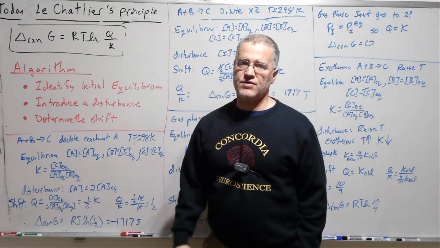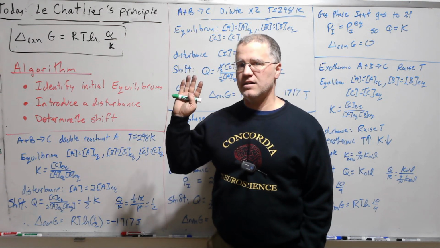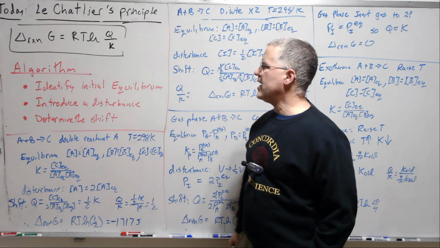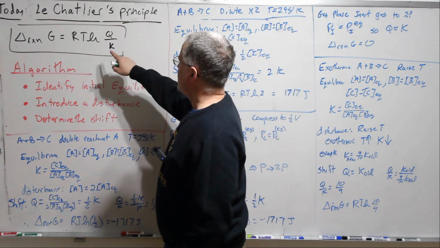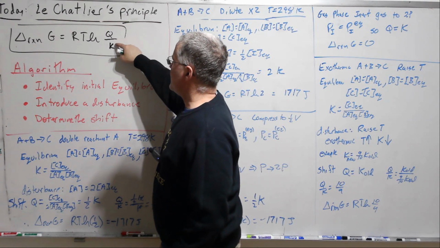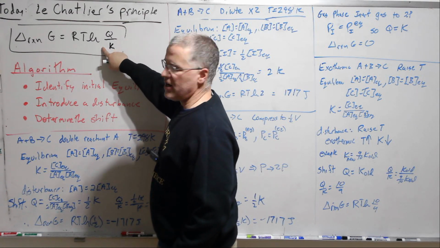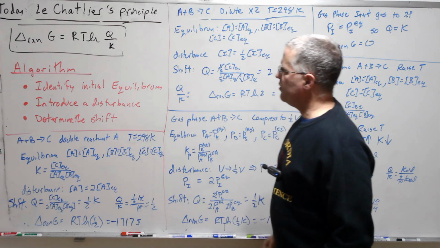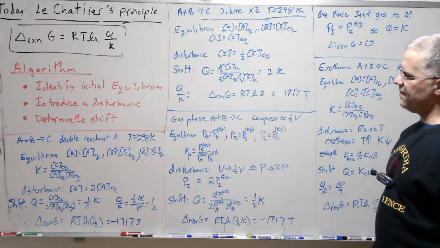Delta G is positive, so if Q is over K, then our reaction is going to go back towards reactants, as we know. And likewise, if Q is less than K, then this is a number less than 1. That makes the log negative, and the reaction will go forward because delta G will be negative.